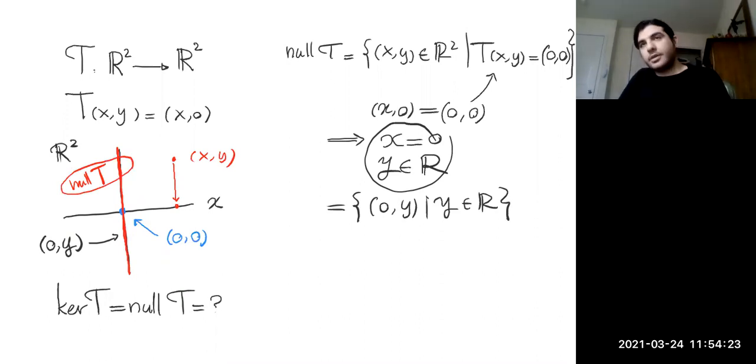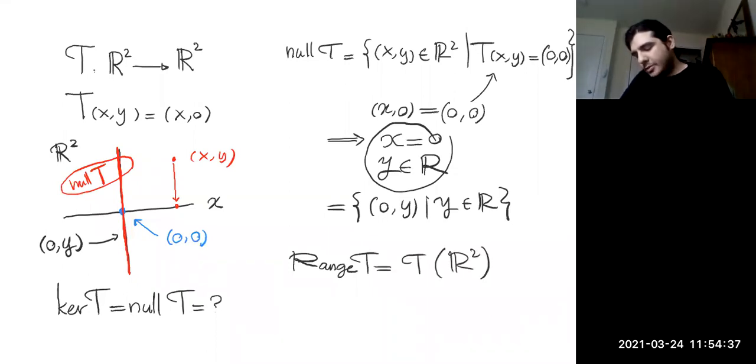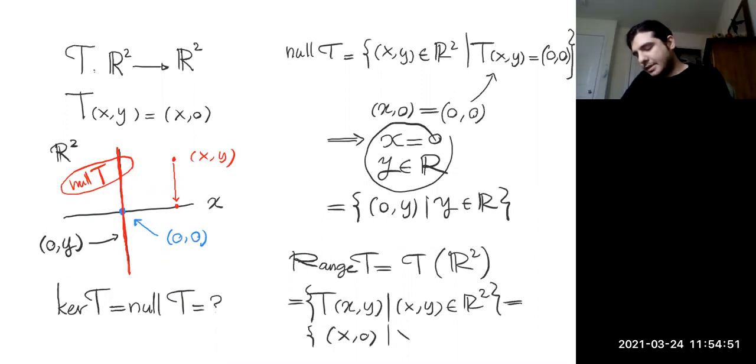What is the image of T? Well, or the range of T. Both of these are equivalent words for the same concept. The range of T is T of all R2, which means T of all points x and y, where x and y is a point in R2. And that is equal to x and 0 for x in R, right? The image of x and y is x and 0. And that's this other axis. So that's the range of T.